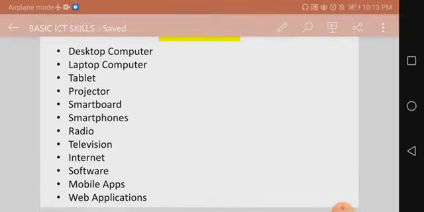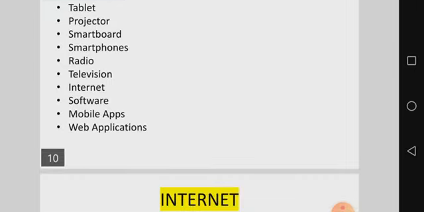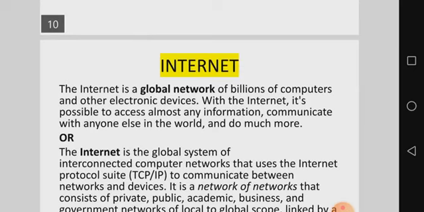Now we have smart TVs also. Television can also come in that part, which is useful for teaching, learning, and performing many other tasks which make our life much easier. And as I already told you, the internet plays a very vital role in establishing ICT.